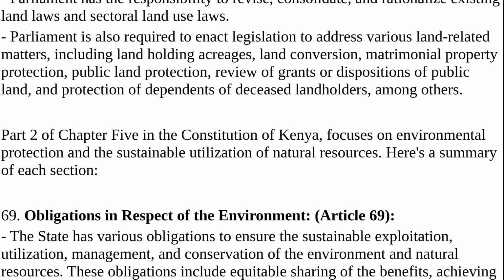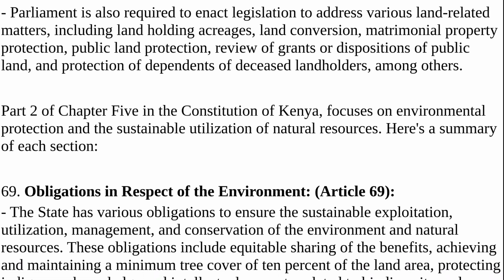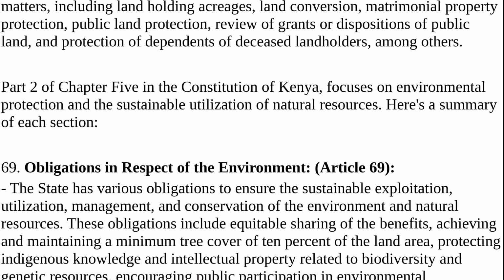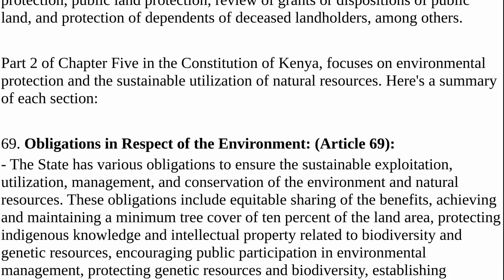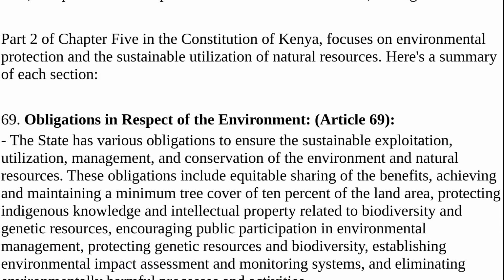Part 2 of Chapter 5 in the Constitution of Kenya focuses on environmental protection and the sustainable utilization of natural resources. Here's a summary of each section. 69. Obligations in respect of the environment. Article 69. The state has various obligations to ensure the sustainable exploitation, utilization, management, and conservation of the environment and natural resources.